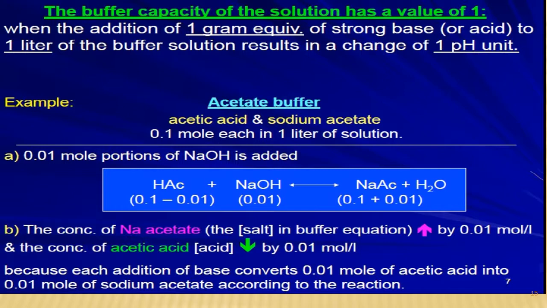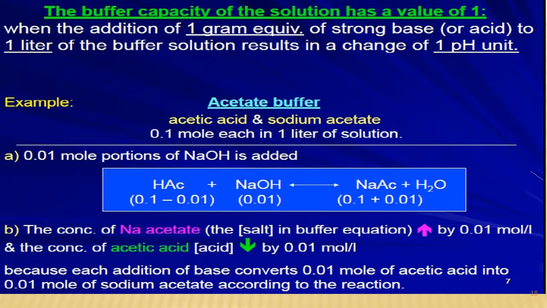The buffer capacity of a solution has a value of 1 when the addition of 1 gram equivalent of strong base or acid to 1 liter of buffer solution results in a change of pH of 1 unit. I will show this now in an example, it will be more reliable to understand the change in pH. If we have a buffer of acetic acid and sodium acetate, 0.1 mole each in 1 liter of solution.